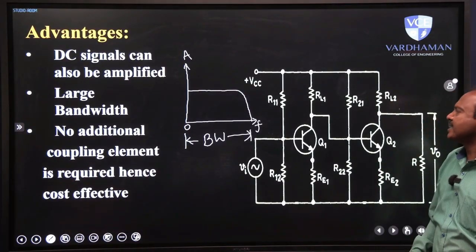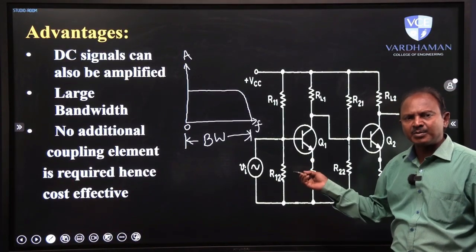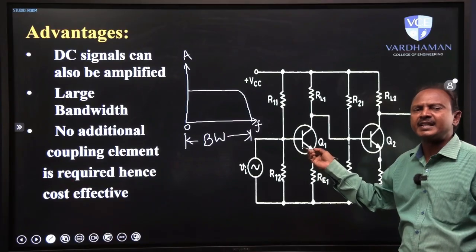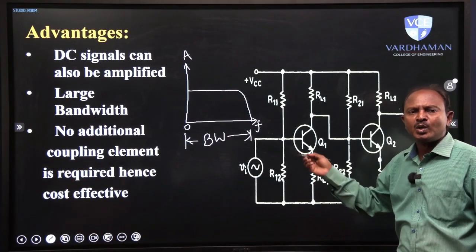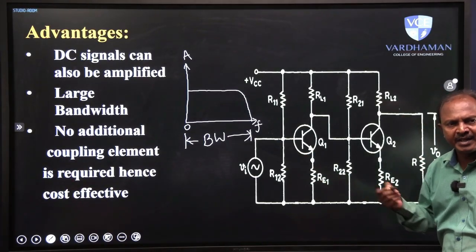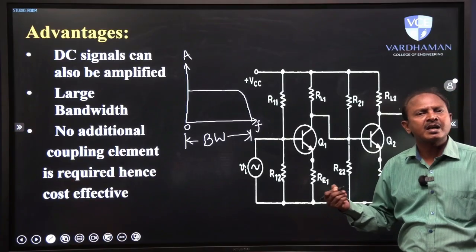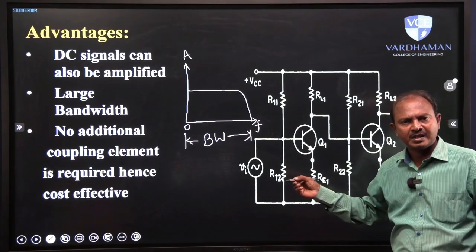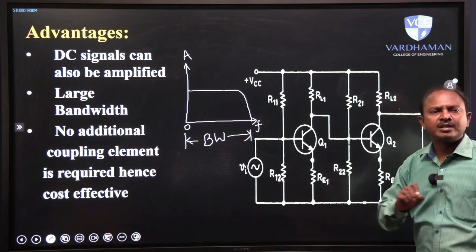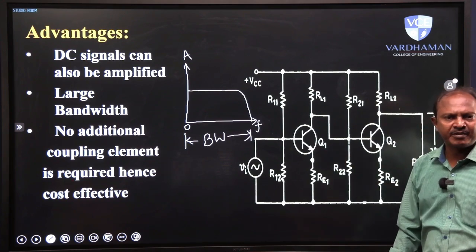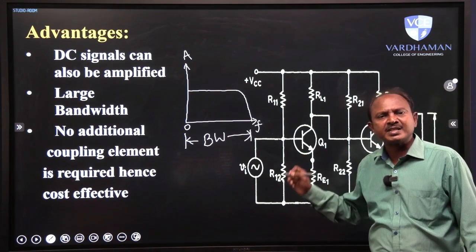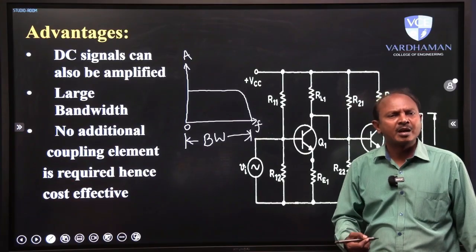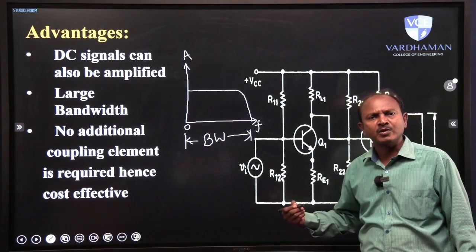And the third advantage is, of course, understandable. Just by looking at the circuit itself, one can easily come to this conclusion. No additional coupling element is required. Hence, the implementation cost of the circuit is very low. This is the third advantage of the circuit. However, this direct coupling scheme suffers from many drawbacks. Let us consider them one by one.